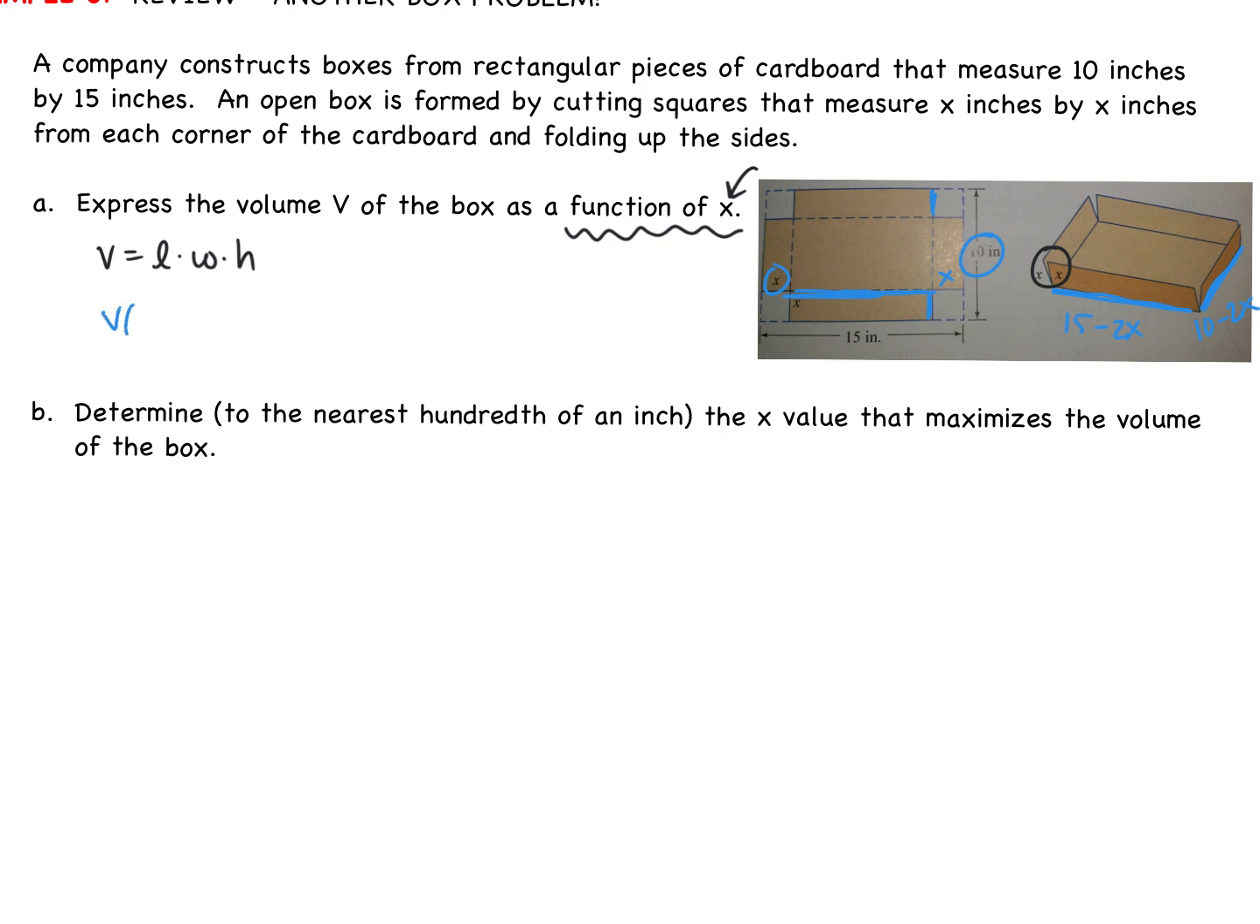So our volume as a function of x: the length is 15 minus 2x, the width is 10 minus 2x, and the height of the box is x. That's it. Don't multiply that out. That's it.